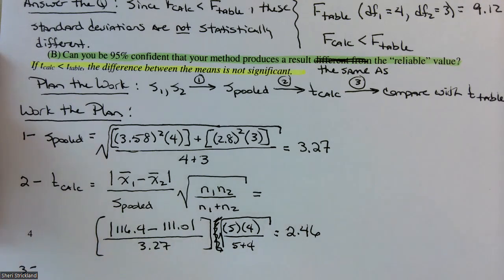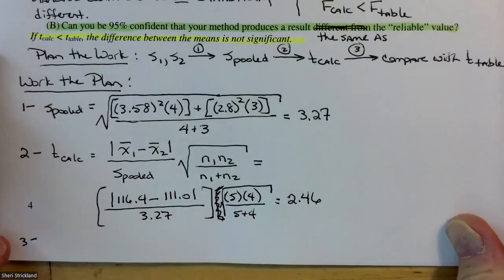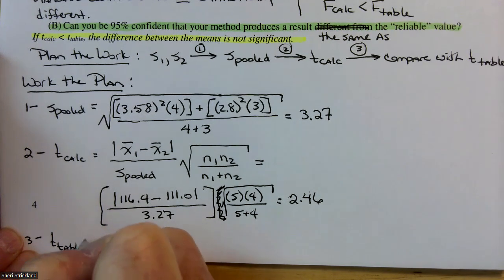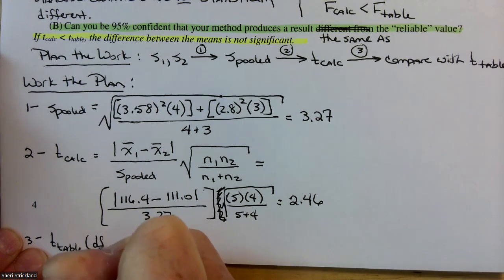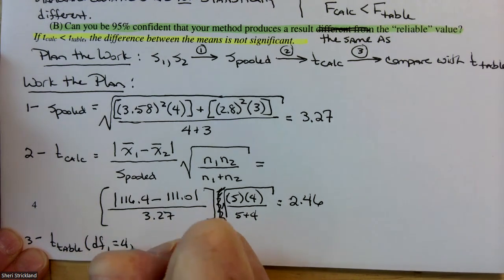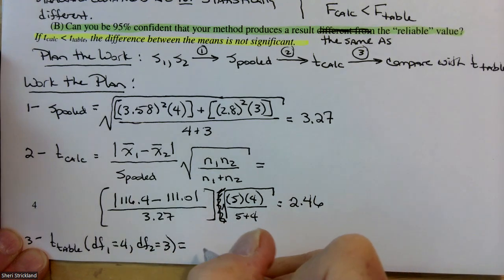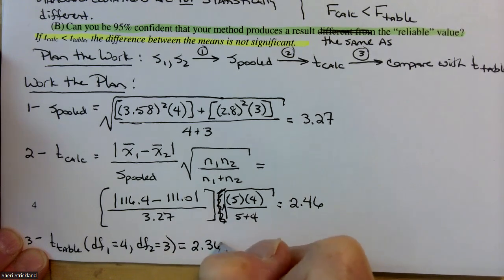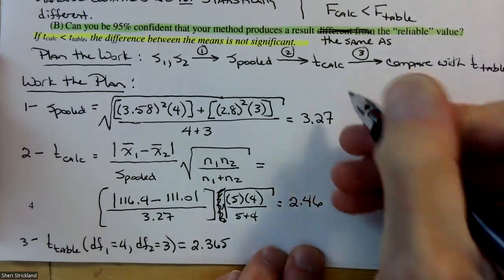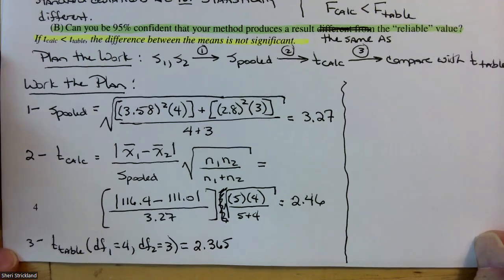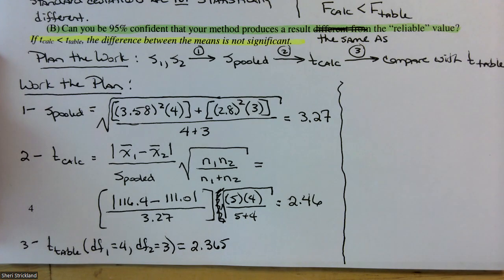All right. If you look up the table value at these degrees of freedom, set 1 has 4, set 2 has 3, then that reference value is 2.365. All right. So now we're finally able to compare the data sets themselves and say something about whether they are statistically the same or not. All right, so pause the video, write a sentence, and come on back.